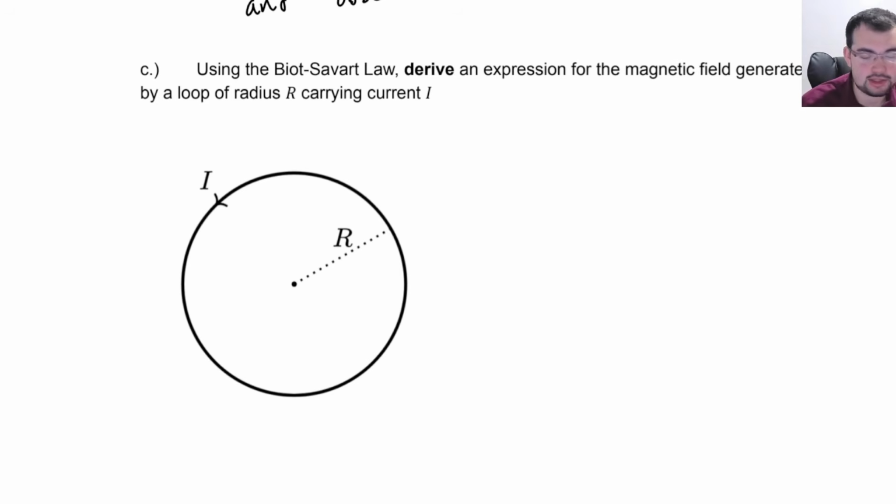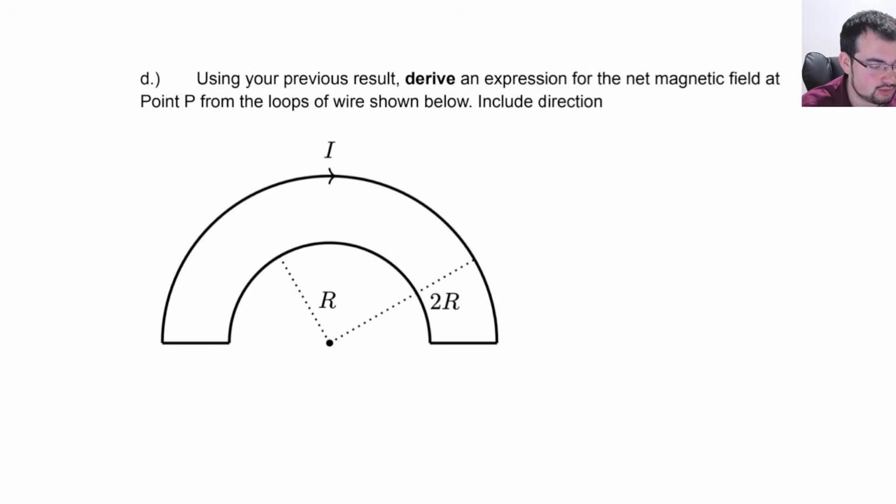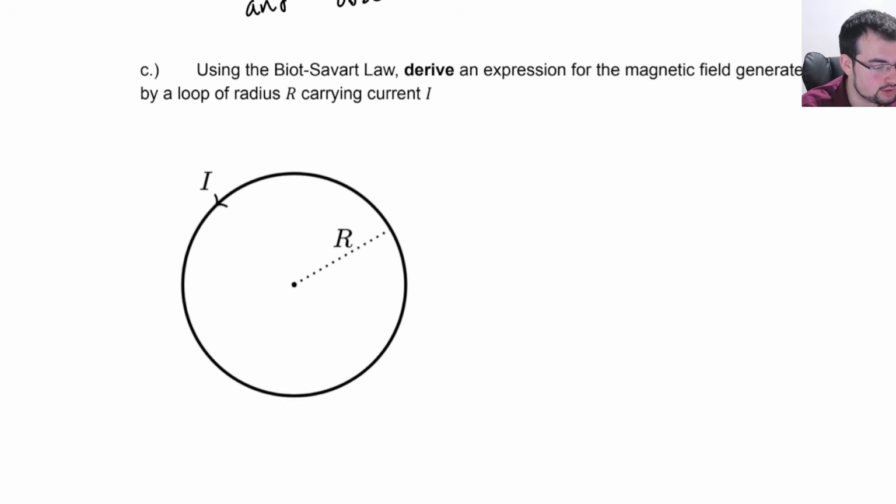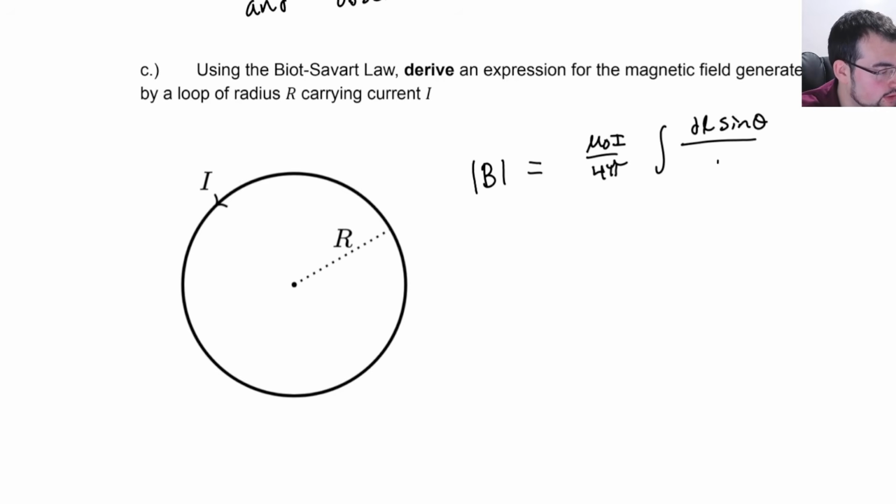Using the Biot-Savart law, this is the only case you need to really be familiar with. Like the wire case exists as well. Yeah, I did include it. But memorize this loop formula. So magnetic field is equal to mu naught I over 4 pi times the integral of dl sine theta over r squared.